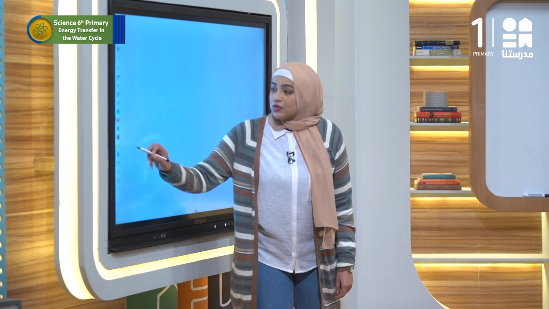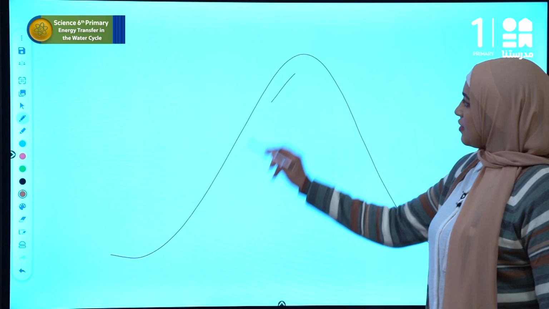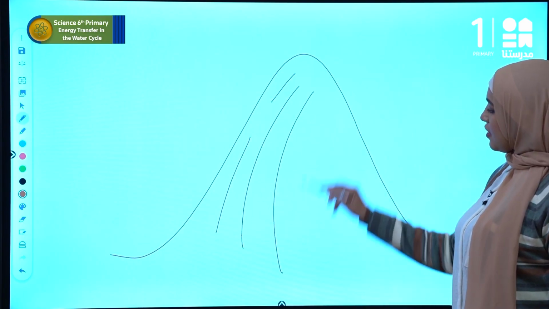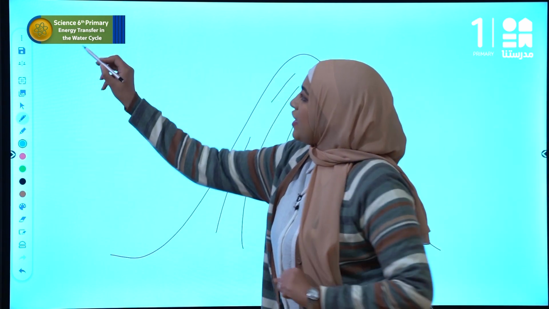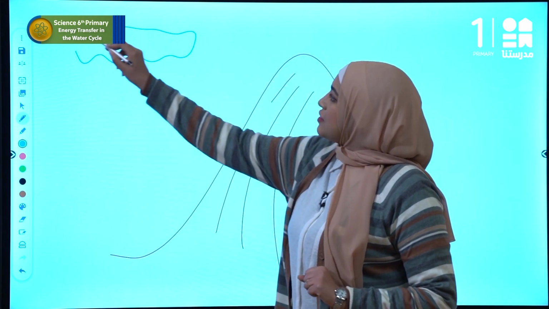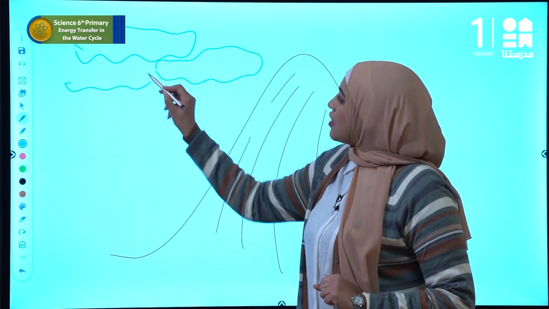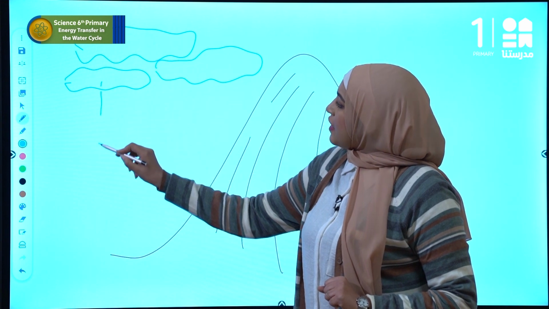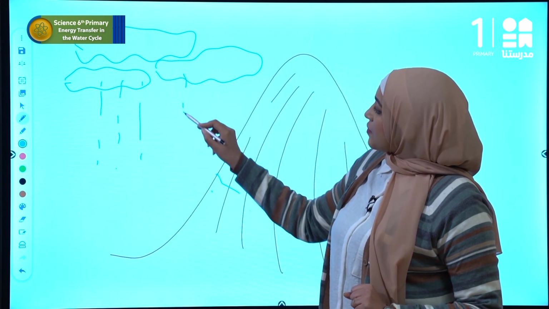Mountains usually have two sides. Let's try to draw a mountain. On this side, we will draw the rain. Here are some clouds. And the clouds let the rain fall.